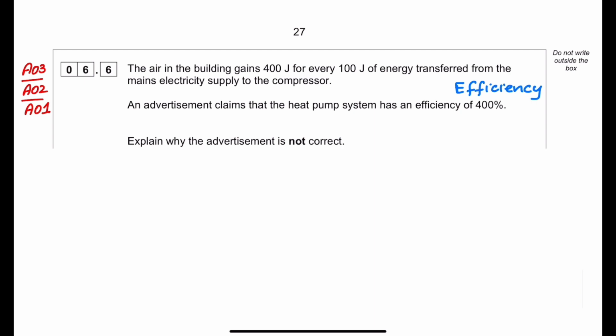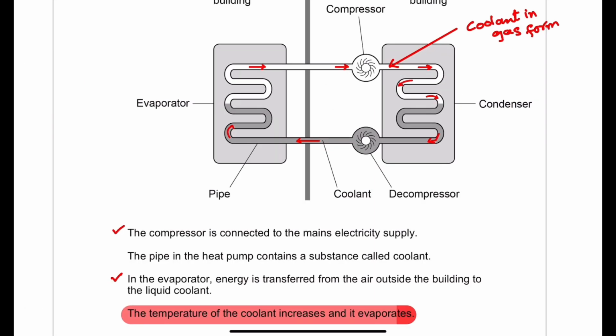If you see here, the output energy is much higher than the input energy. The efficiency cannot be higher than 100%. And on the other hand, it is not mentioned that in figure number 13, the energy is also coming from the air outside the building. If you look here, when the coolant is moving, the air particles from the outside give the energy, and the liquid coolant changes into vapor. Let's see the model answer.